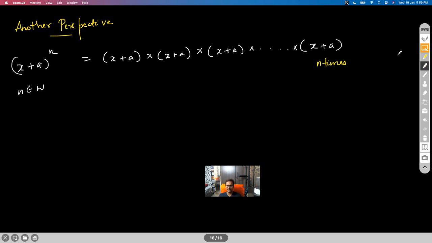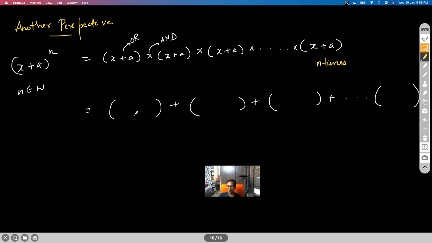Now, how did Newton read it? He read plus as 'or' and multiplication as 'and'. So he read it as x or a, and x or a, and x or a, and x or a, like that. Now when you multiply it, it will give you some terms. He said that every term you get will contain one of x or a from every factor, but not both. So either you can choose x from here or a from here, but not both. And every factor must contribute either an x or an a.